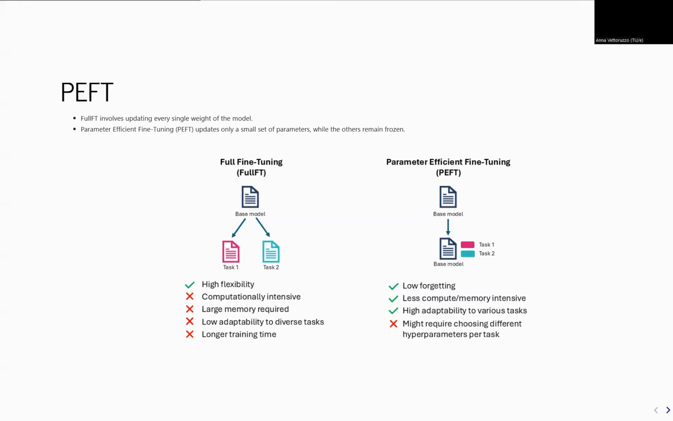On the other hand, if you apply techniques such as parameter efficient fine-tuning, for sure you will have low forgetting, right? Because now you're not touching all the original weights of the model. And sometimes you don't even touch these weights at all, but you simply use some additional parameters that you embed into the base model weights. Second, of course, it is less compute and memory intensive. It has a very high adaptability to various tasks, but the main issue is that it might require choosing different types of parameters per task.